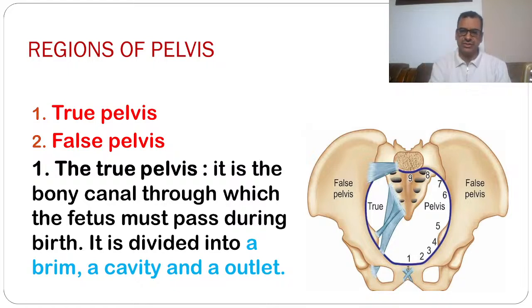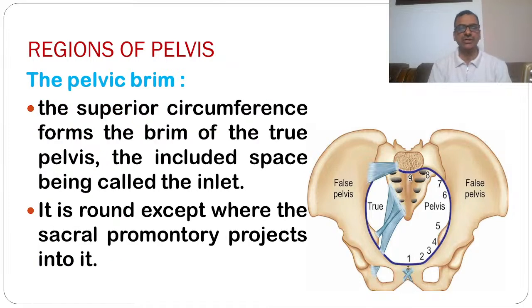The true pelvis is the pelvis through which the childbirth process takes place. So it is a bony canal through which the fetus must pass during the birth process. It is divided again into three parts: pelvic brim, pelvic cavity and pelvic outlet. So let us see them one by one.